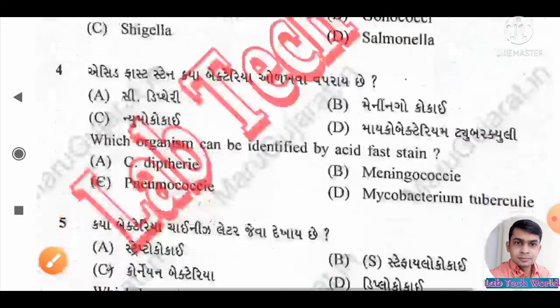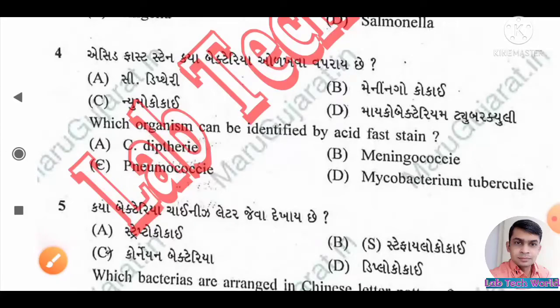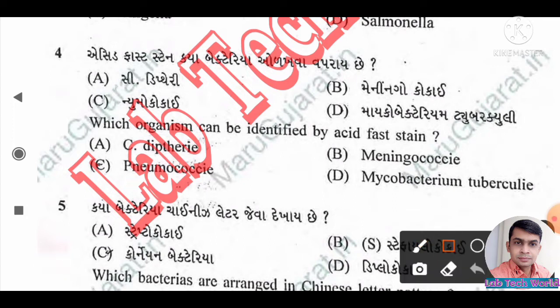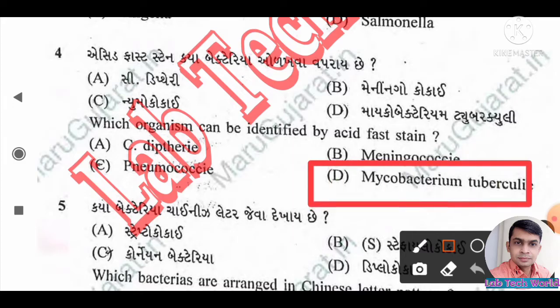Move to the next question number 4. Which organism can be identified by acid fast stain? Options A, Corynebacterium diphtheria, B, meningococci, C, pneumococci, D, Mycobacterium tuberculosis. And the correct answer for this question it is option number D. That is, Mycobacterium tuberculosis is the organism that can be identified by acid fast staining or Ziehl-Neelsen staining, another name used for the acid fast stain.